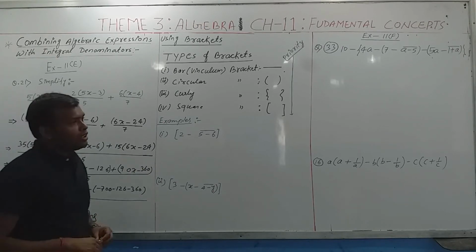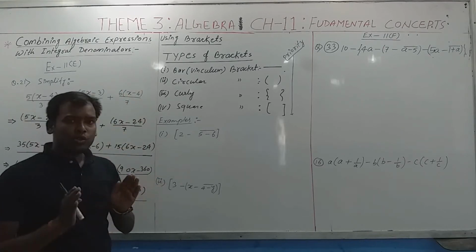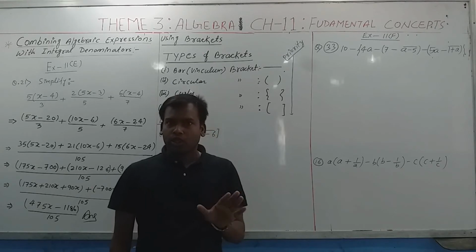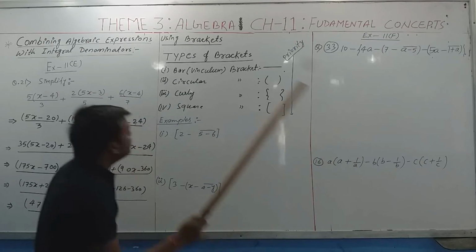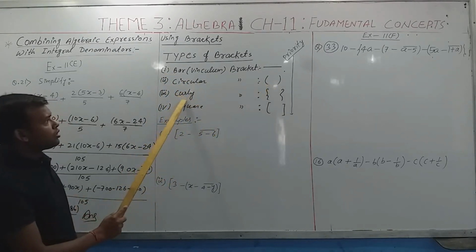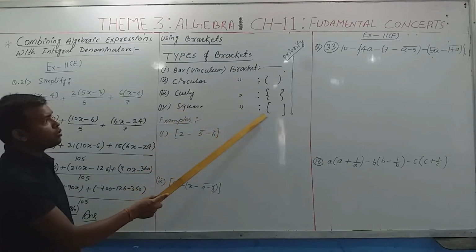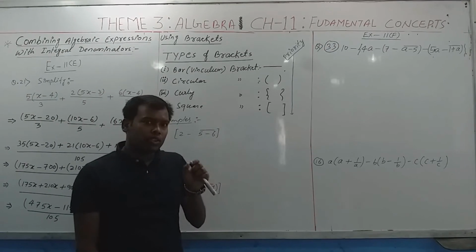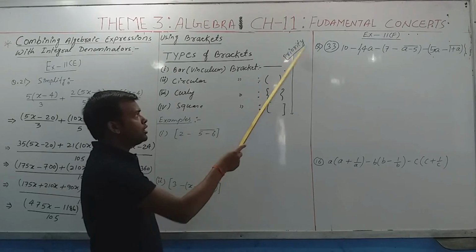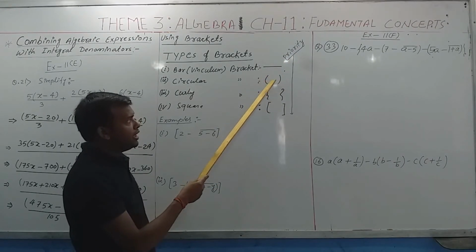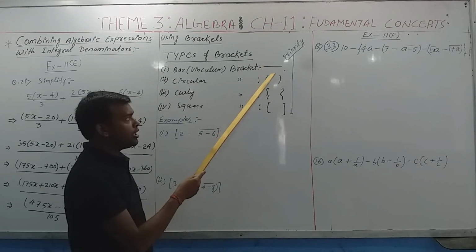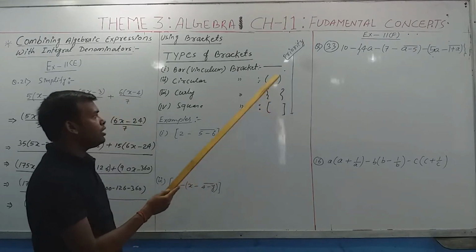After this, the new topic is how to simplify algebraic expressions using brackets, and what the rules are. First, the types of bracket: this line is called a bar, the second is a circular bracket, this is a curly bracket, and the fourth is a square bracket. When solving examples you must remember the priority. The priority runs from top to bottom: first you check whether a bar is there or not, then the circular bracket, then the curly bracket, and finally the square bracket.